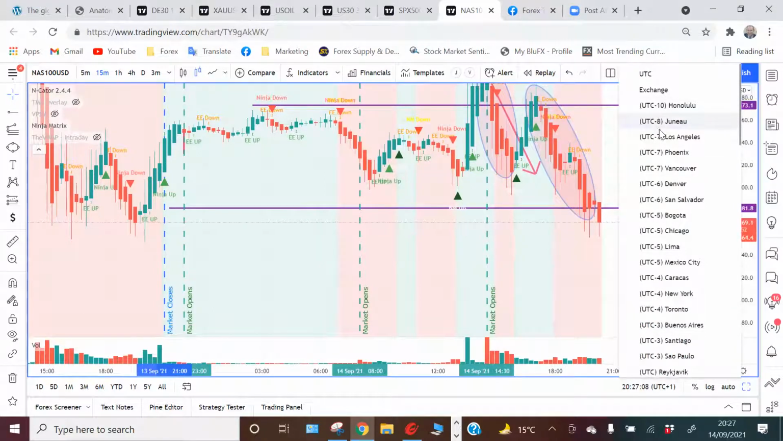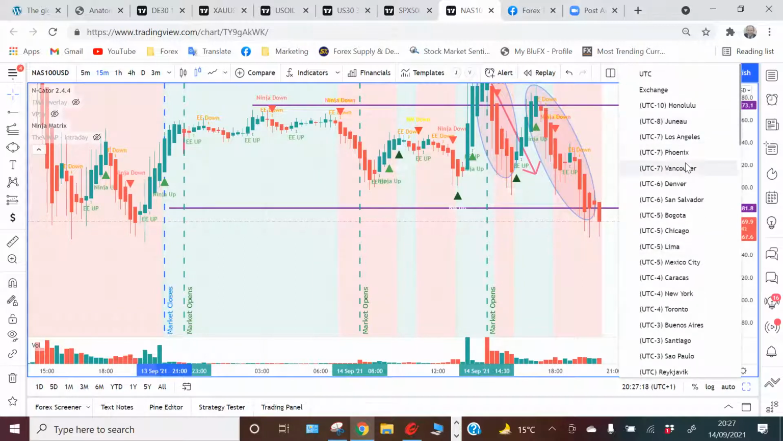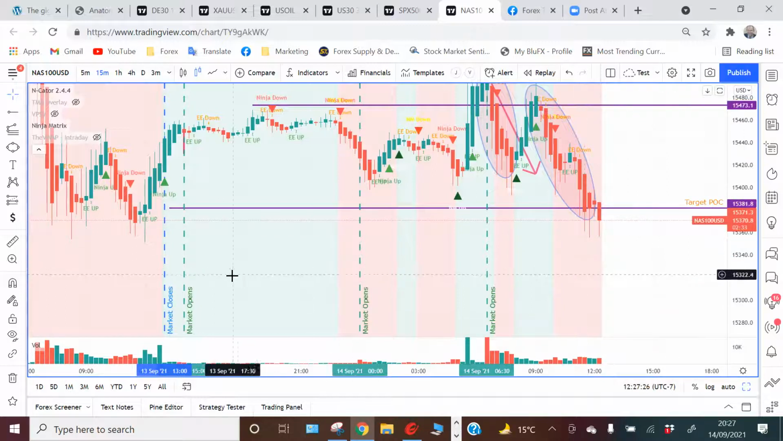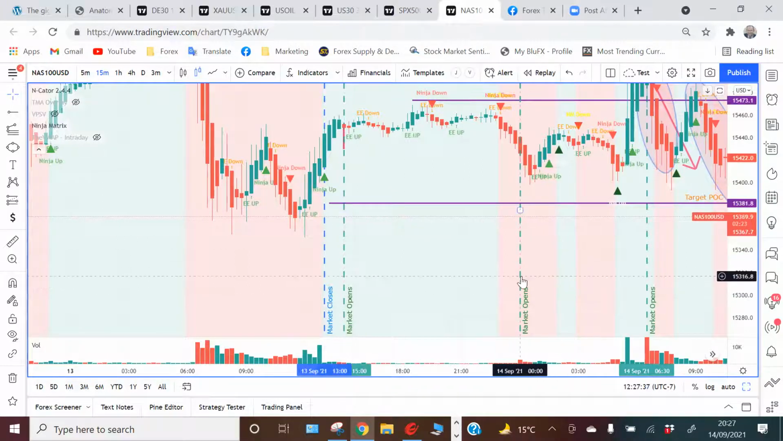So, for example, what's Vancouver time? That's Vancouver there. So there's Vancouver. Now look at that there. Market closes at 1 p.m., 1300. Sydney opens then, 1500. London opens then, and New York opens then.